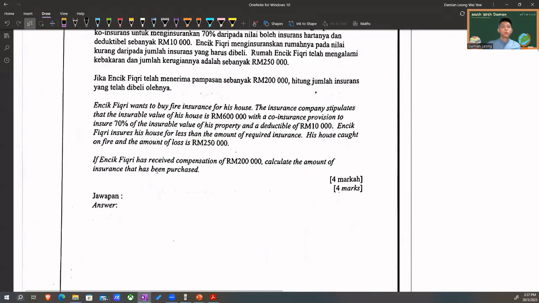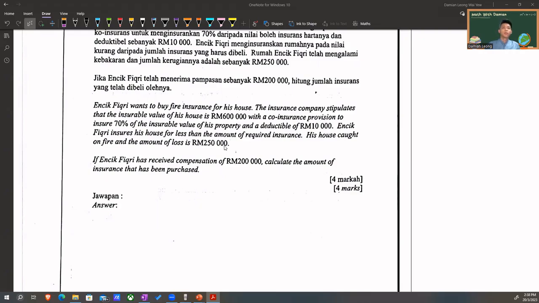Let's look at question 2. Jeffrey wants to buy fire insurance for his house. The insurance company stipulates that the insurable value of his house is 600,000 ringgit, with a coinsurance provision to insure 70% of the insurable value of his property and a deductible of 10,000 ringgit. So Jeffrey insures his house for less than the amount of required insurance. His house caught on fire and the amount of loss is 250,000. I want the amount of insurance that has been purchased if he received compensation of 200,000 ringgit.